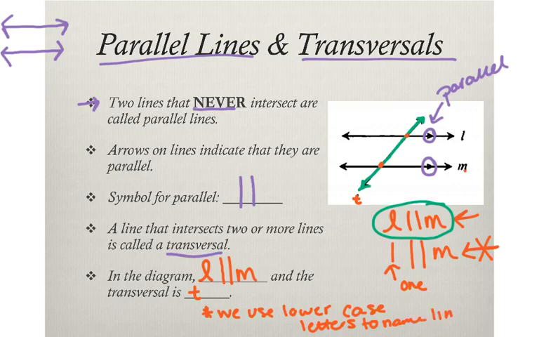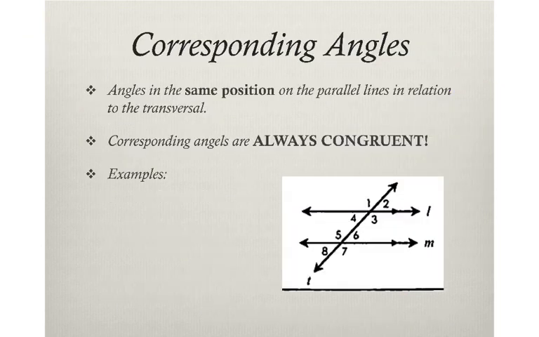Now, we're going to be taking this one step further. Now's when your colors will be coming in handy. So, we're going to talk about 4 different other types of lines. The first one is a corresponding line. Corresponding lines are in the same position on your parallel lines in relation to the transversal. So what I'm just going to say is they're in the same position, just on different lines.